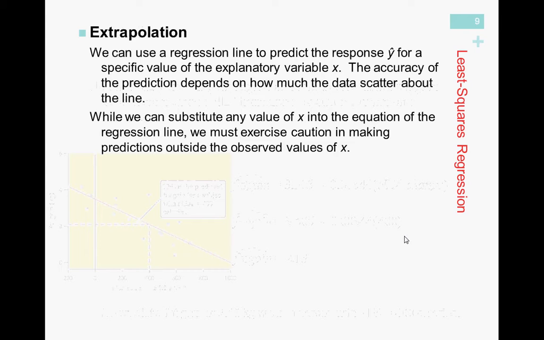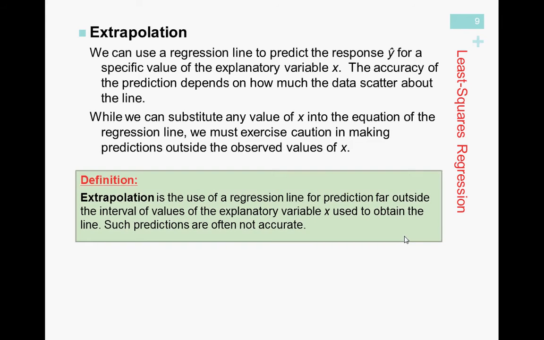Extrapolation. Here's a place we have to be careful. It's completely fine, and part of the reason we do regression lines, to predict the response y hat for a specific value of the explanatory variable x. But the accuracy of the prediction depends on how much the data scatter about the line. While we can substitute any value of x into the equation of the regression line, we have to be careful about what we do, and we're going to talk about why and in what ways. Extrapolation is when you use a regression line for prediction far outside the interval of values of the explanatory variable x used to obtain the line. Such predictions are often not accurate.